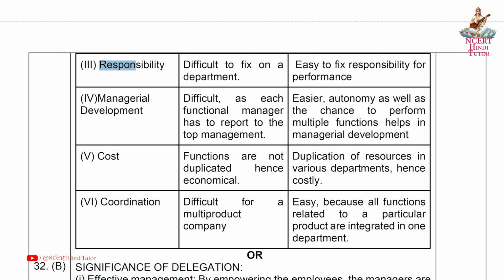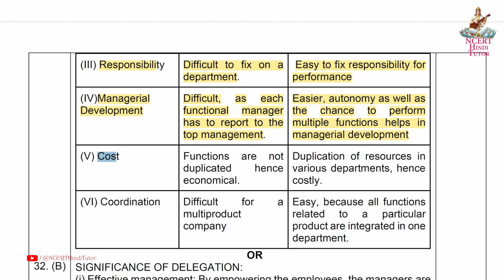Third, on the basis of responsibility, functional structure, difficult to fix on a department, divisional structure, easy to fix responsibility for performance. Fourth, on the basis of managerial development, functional structure, difficult as each functional manager has to report to the top management, divisional structure, easier, autonomy as well as the chance to perform multiple functions helps in managerial development.